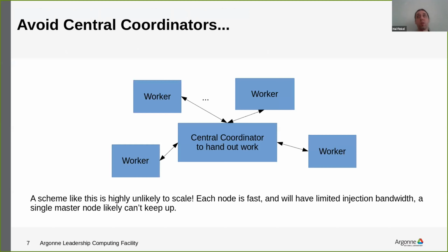There are also other structural properties of an application which really need to be thought about up front, and they will affect scaling and performance, especially as we move to larger and larger machines. One property which comes up a lot is the need to avoid central coordinators. This idea that you're going to have one or only a few nodes that somehow hand out work to a bunch of other things just doesn't scale.